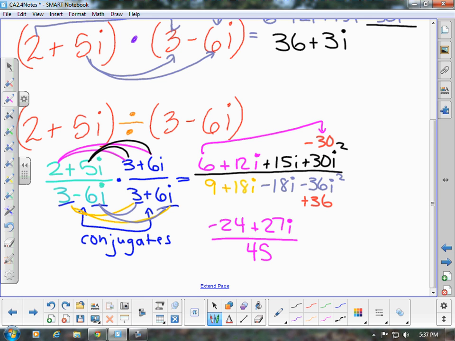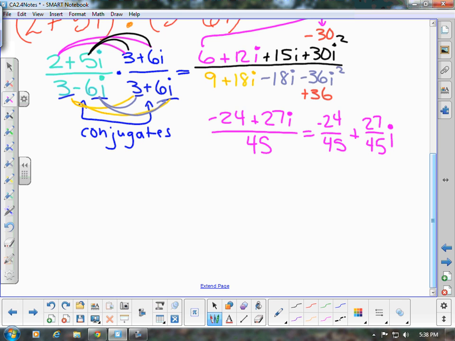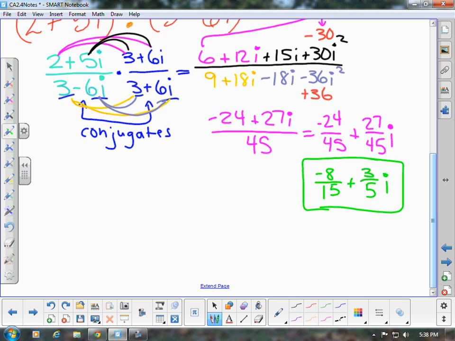Now then, if you were to write this in complex number form, you can't leave it like this, so you'd have to put negative 24 over 45 plus 27 over 45i. And then that can be simplified even more, because 3 will go into that negative 8 times, and into that 15, and then plus, and 9 will go into these two things, so 9 goes into 27 3 times, and into 45 5 times. And so here is your answer when dividing.